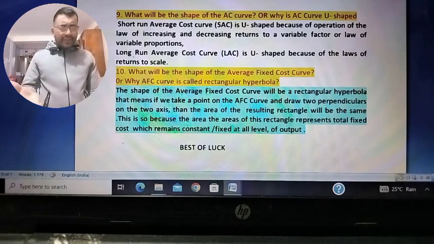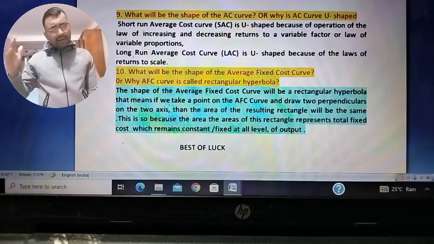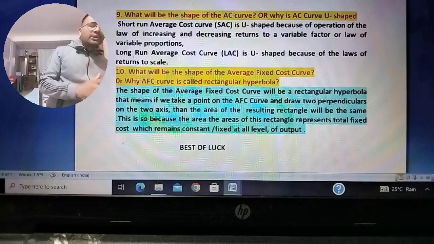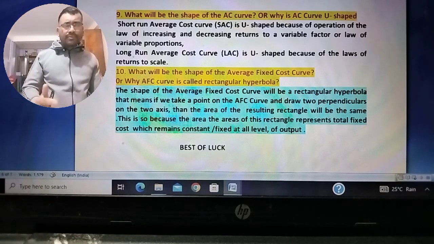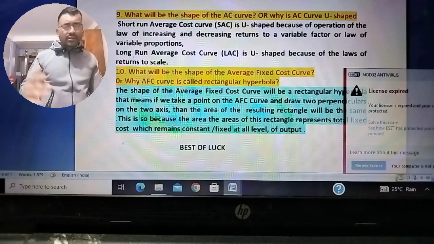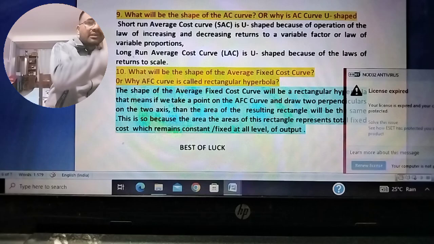So the long-run average cost is U-shaped, and short-run average cost is also U-shaped because average cost initially decreases, then it becomes constant or minimum, then it starts rising. Okay.